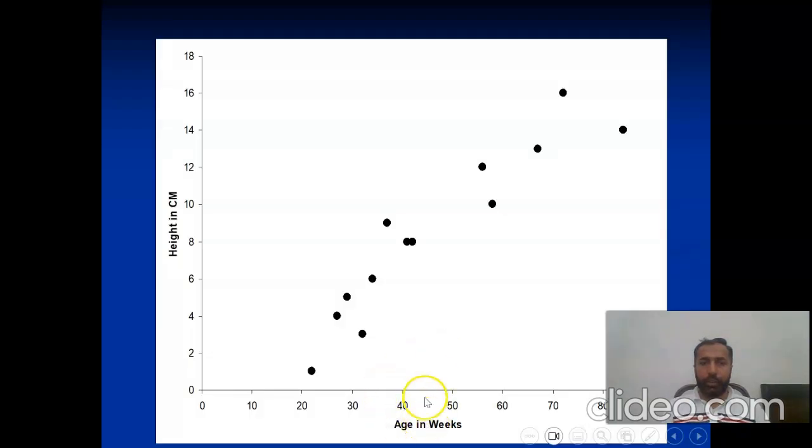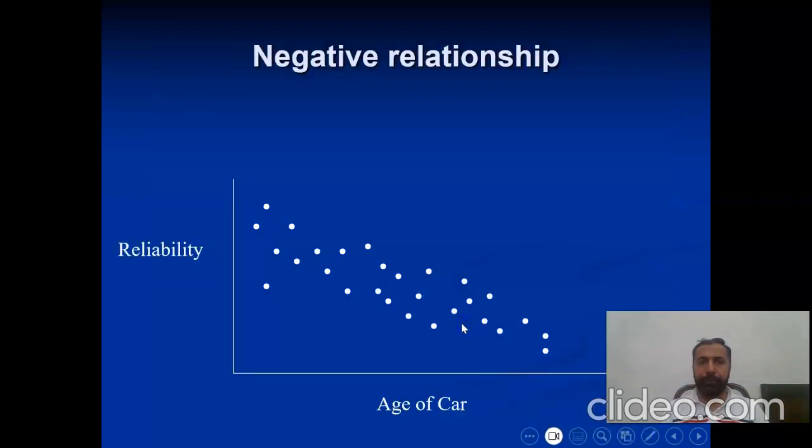Now this is another example, with age on the x-axis and height on the y-axis. It again looks like there is a positive relationship between these two variables. This is the scatter diagram. So the higher the age in weeks, the higher the height in centimeters. Thus both of these variables are positively correlated with each other.